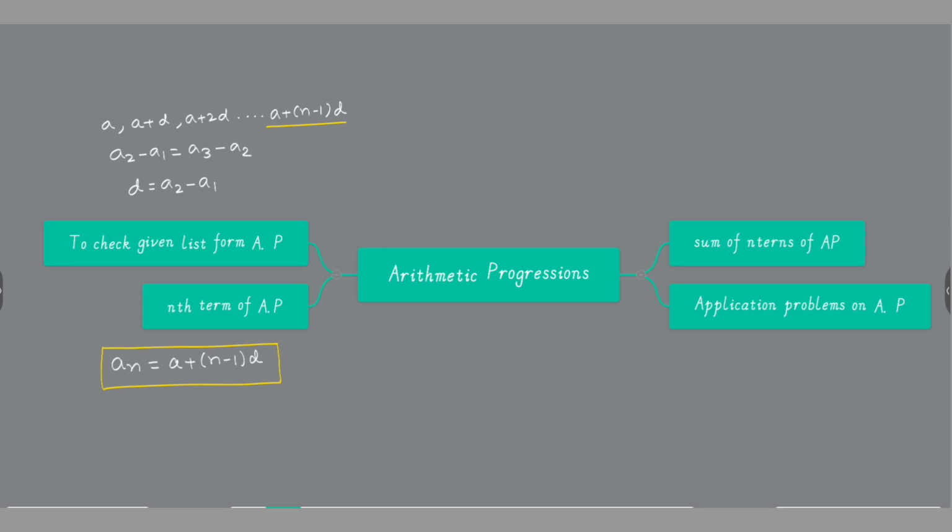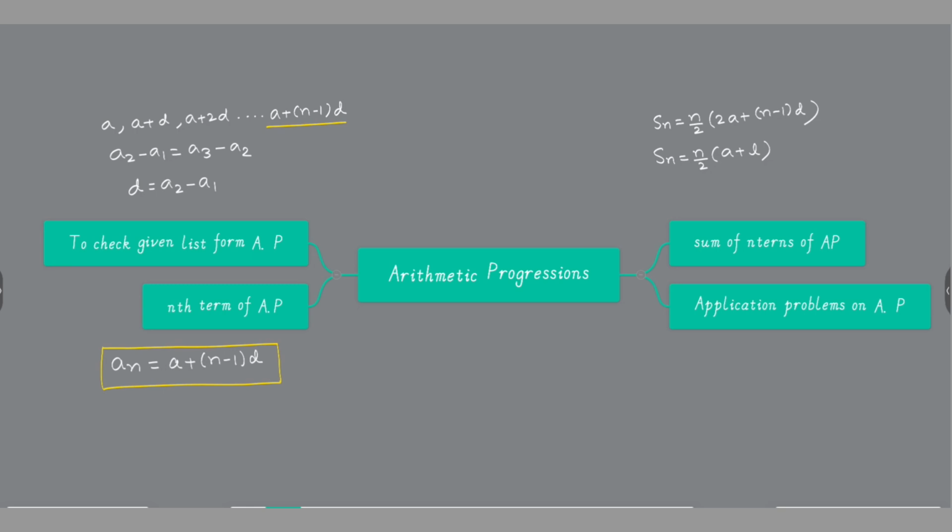After this we have the sum of n terms. For the sum of n terms we have two formulae. One is Sn is equal to n by 2 into (2a plus (n minus 1) d). When the common difference is given, we follow this formula. And one more, Sn is equal to n by 2 into (a plus l). Whenever the last term and first term are given, we use this formula.